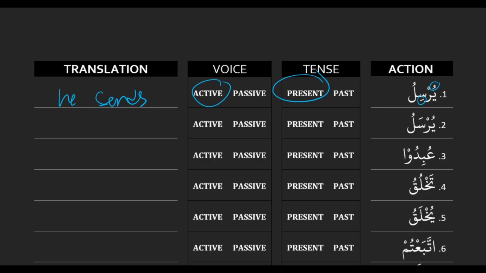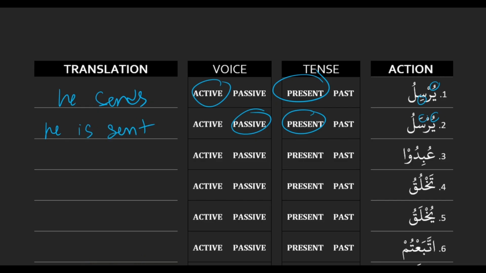Good. Number 2, yursalu. Okay, so this is present tense because we have ya at the beginning and the u at the end. Good. And then looking for present tense passive sounds, u and a, which I have. We have a u at the beginning and then a on the second to last. So this is passive. Good, it's present passive. And then how do we translate present passive? Substitute doer is actioned. Good. So he is sent. Very good.